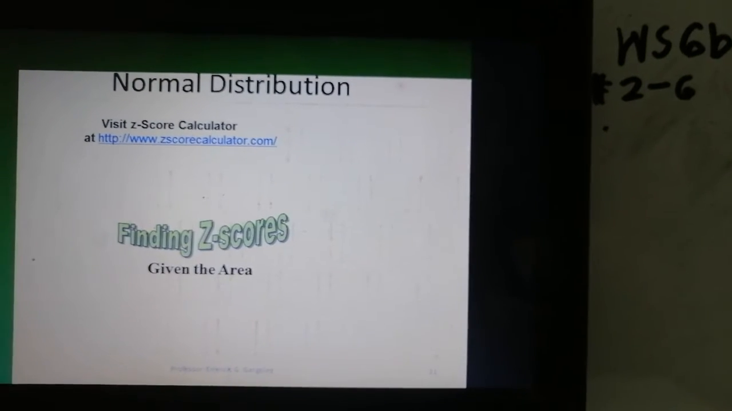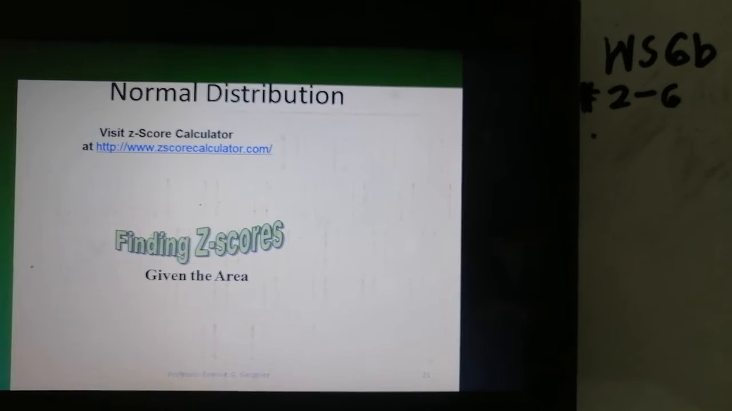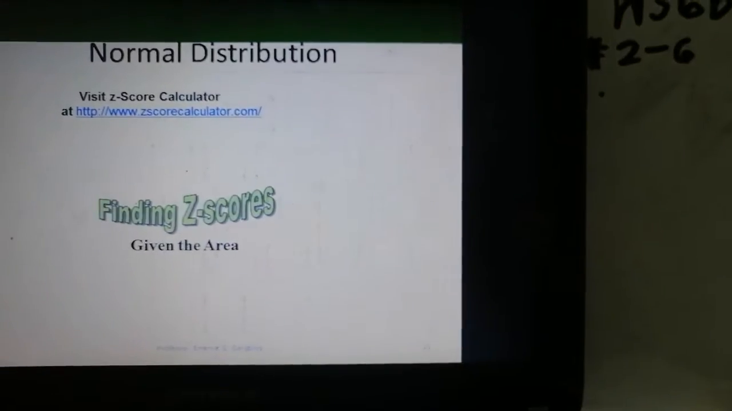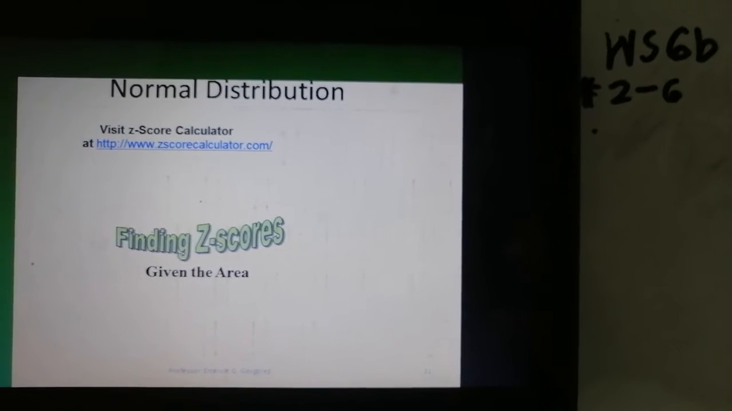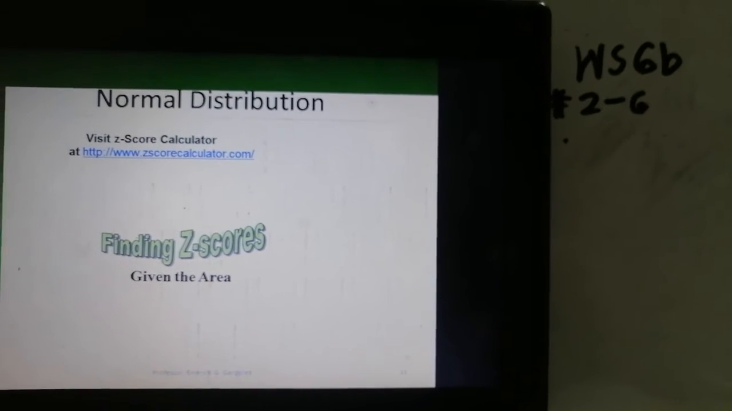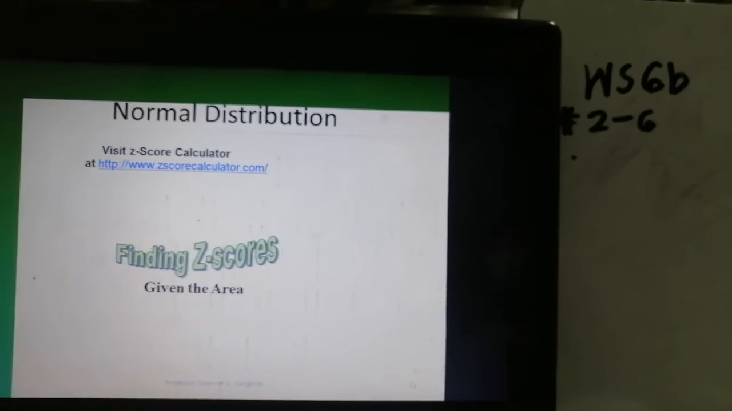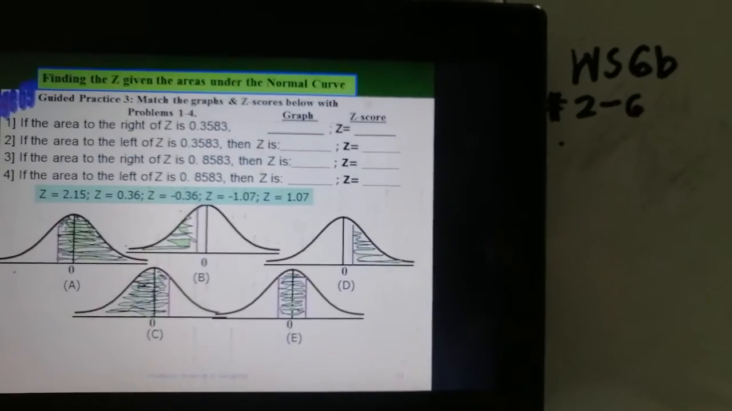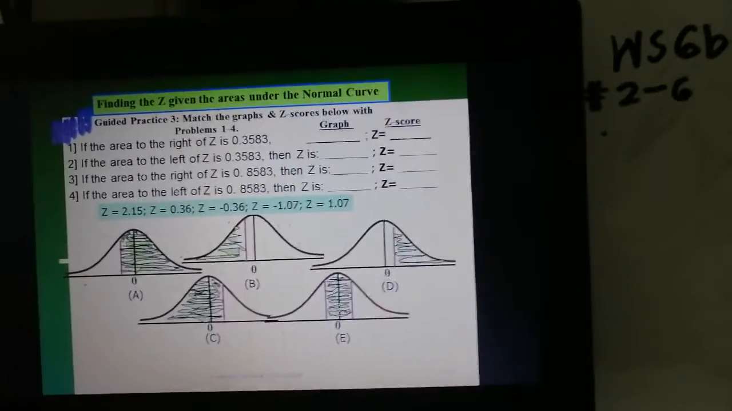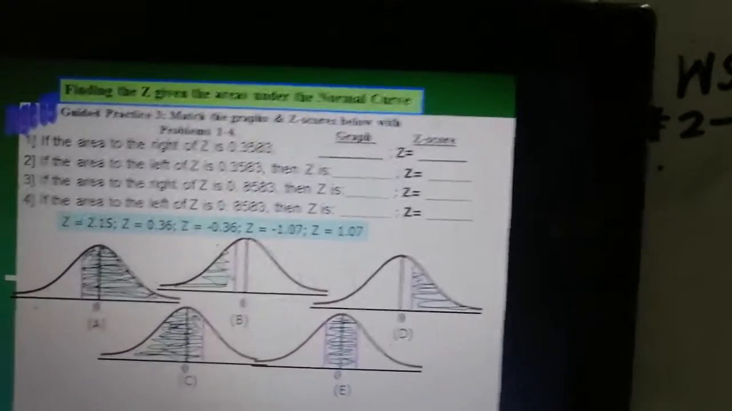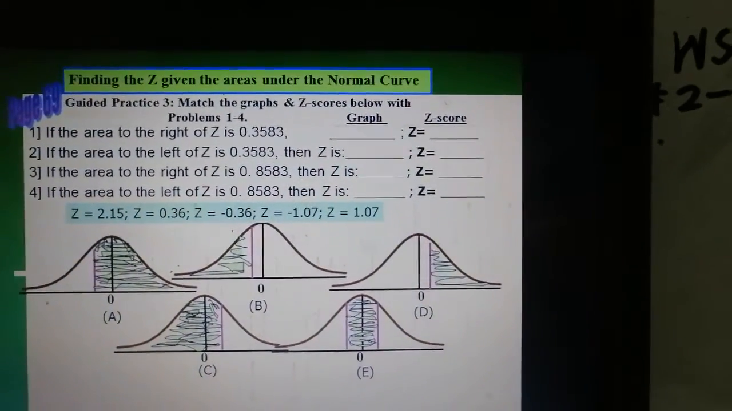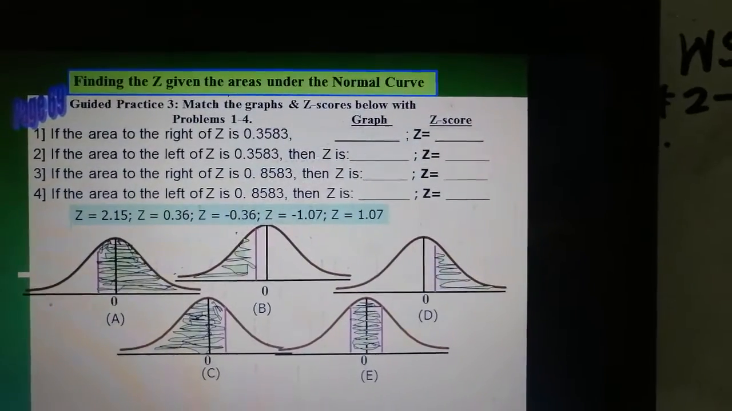I would also like to continue to finding the z-scores given the area. So a while ago, we had the z-scores and then you had to give the area. So this time, it's different. You have to find the z-scores given the area. So it is the area that is given and you have to find the corresponding z-scores. So let me continue, no? Finding z given the areas under the normal curve. I hope that this activity will help you understand how to find the z's given the area.